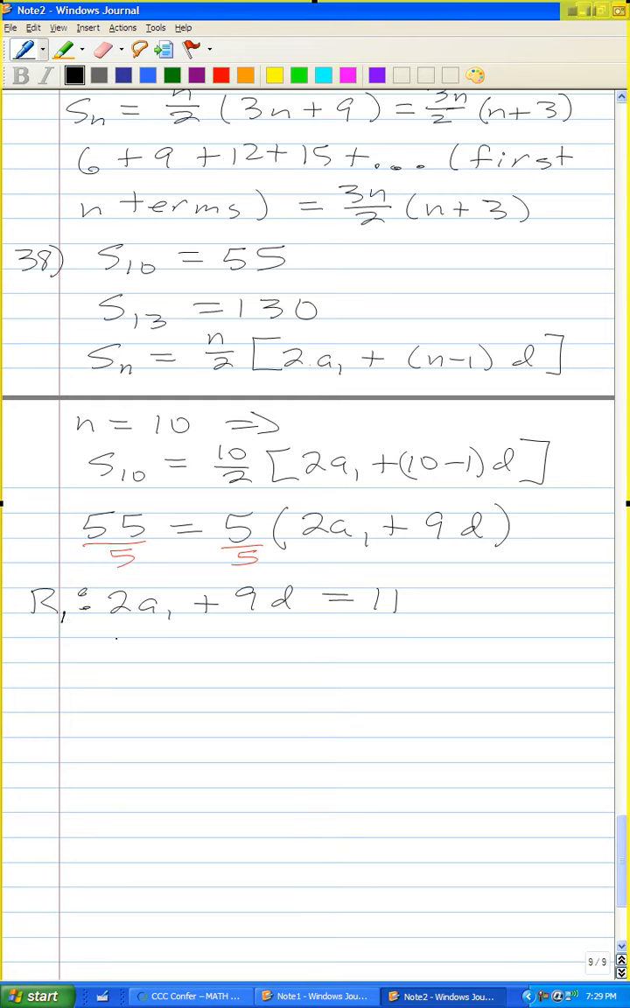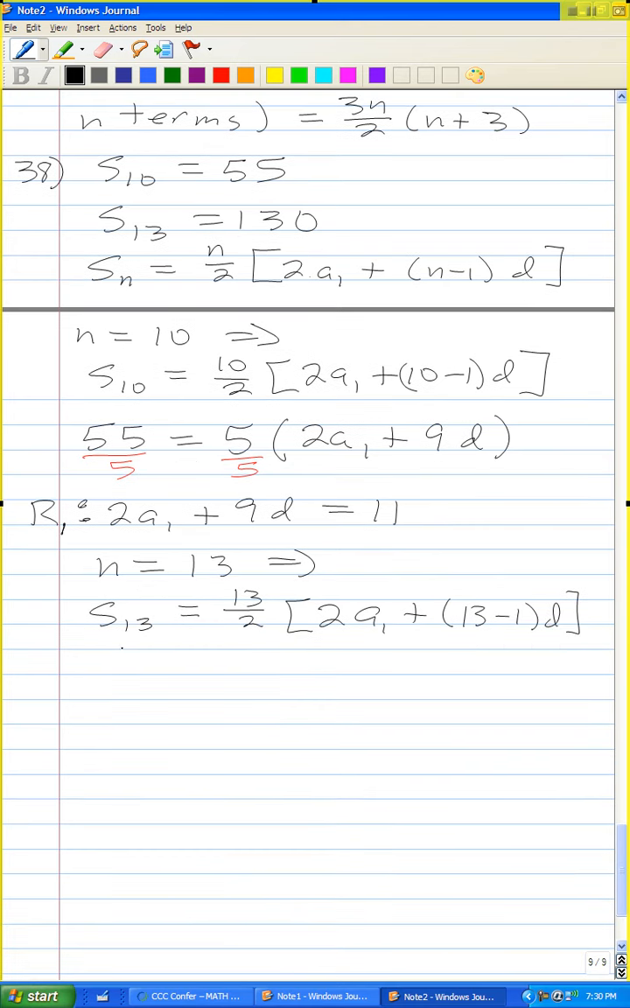Next, let me look when n equals 13. So if I plug n equal 13 into this equation, I get S sub 13 equals 13 over 2, 2a1 plus n, 13 minus 1 d. And so, well, S sub 13, they said, is 130, equals 13 over 2 times 2a1 plus 13 minus 1, which is 12d.